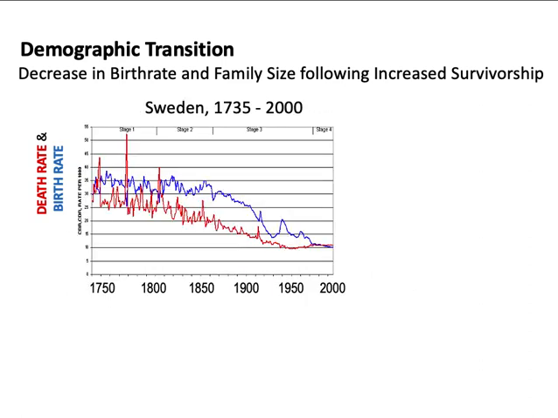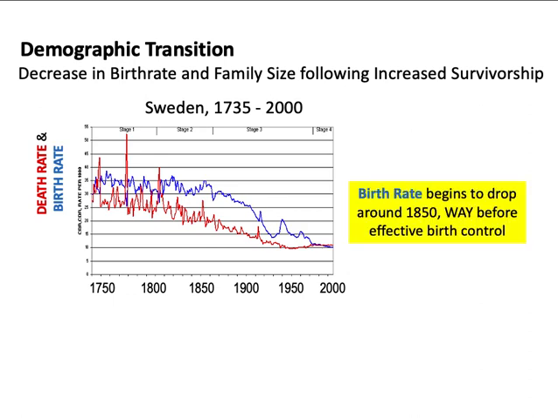Here's some empirical data from Sweden from the period 1735 to the year 2000. And so here the birth rate begins to drop around 1850, which is way before effective birth control. And so in different populations around the world, we tend to see this pattern of dropping death rates and birth rates, essentially just related to shifts in culture and society related to industrialization.